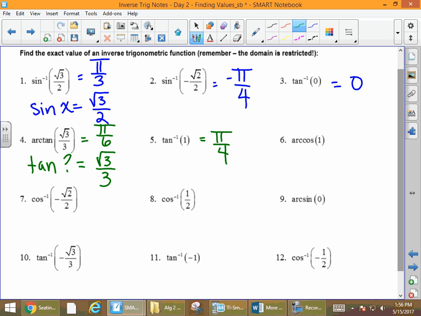Now cosine's a little bit different from problem number 6. Cosine, we're finding angles in quadrant 1 or quadrant 2. In this particular case, this is arc cosine of 1. 1 is a positive value, so we should be in quadrant 1. And what angle of cosine has a value of 1? It's actually 0. Easy to get that mixed up sometimes.